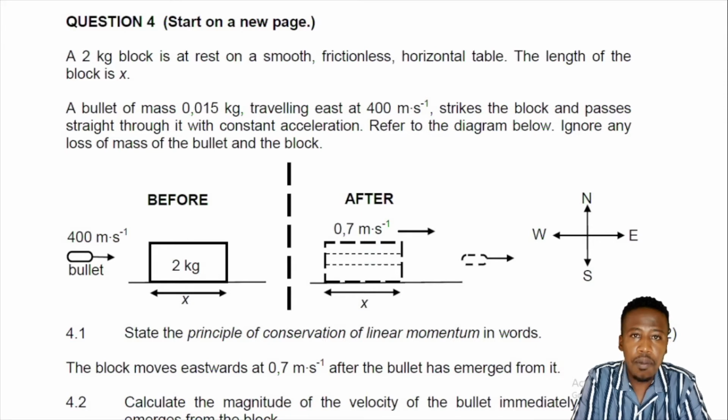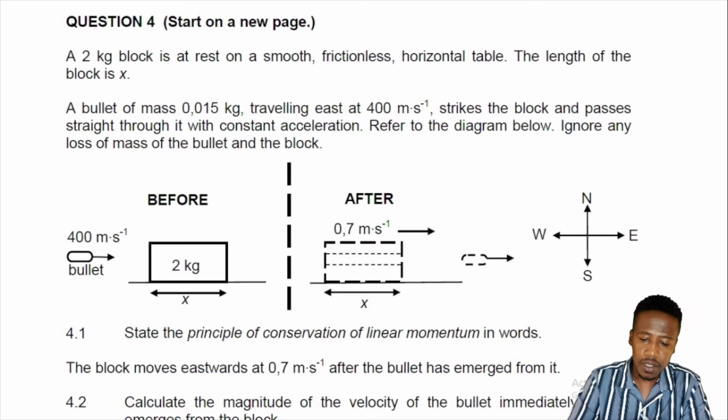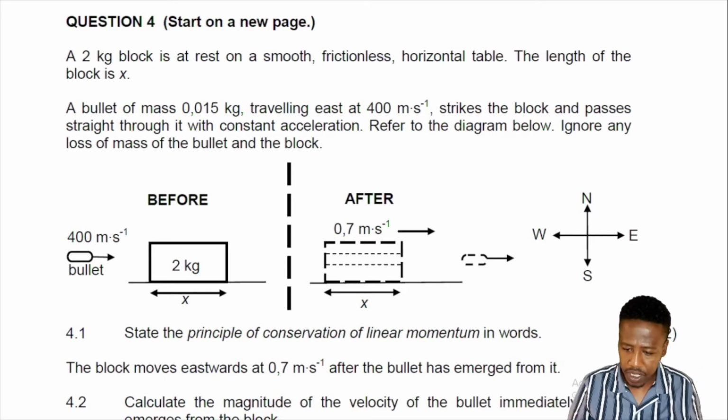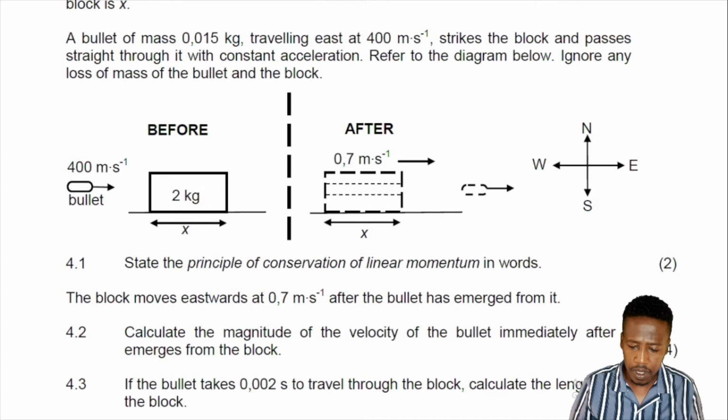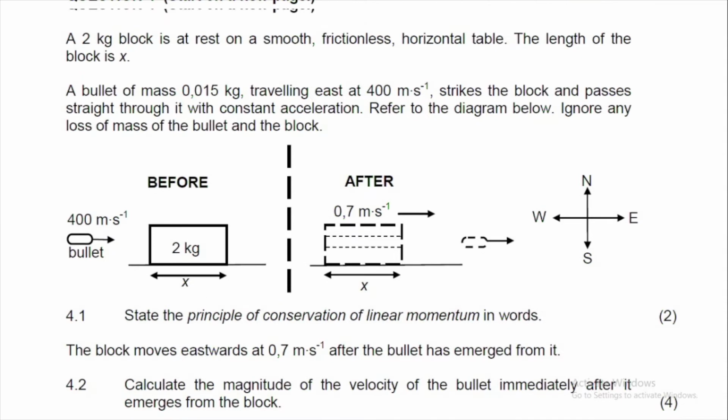Now, what is key there? Like I said, when we deal with an isolated system, the question will state frictionless, and in this question it clearly says it is a smooth frictionless surface, meaning we deal with an isolated system, right? Now, the question says calculate the magnitude of the velocity of the bullet immediately after it emerges from the block.